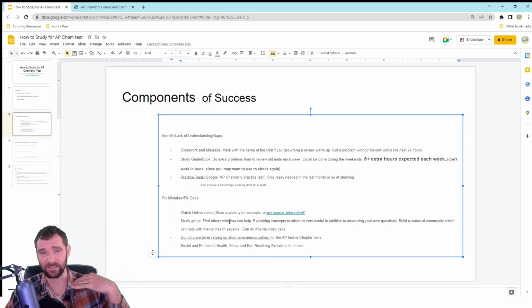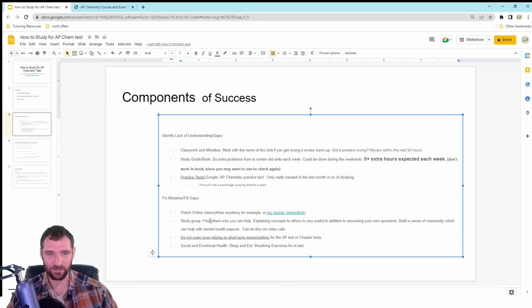This also builds a sense of community, which can help with the mental health aspects of taking an AP test. This is a very stressful thing. A lot of people are thinking about careers, like certain colleges they need to get a certain score to get into. This is very stressful, right? So in those stressful times, it helps to see other people and just be around them and be like, hey, I'm going through this too. Have you tried this out? Can I help you? Can you help me? All of that really is important, right?